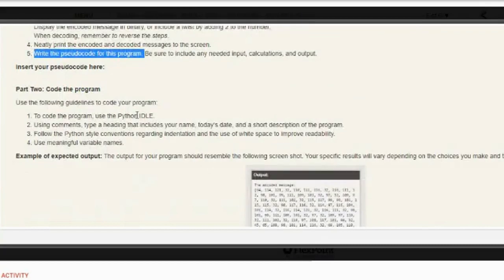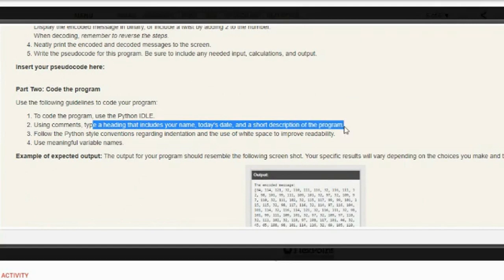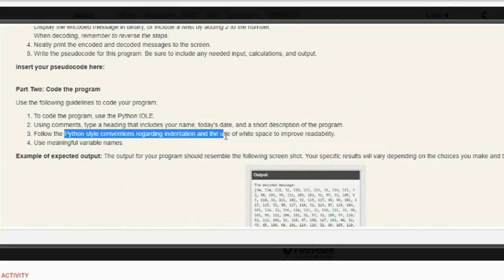Code the program using program idle. Use your comments. Don't forget the heading has your name, date, and short description of the program. I was in several computer program classes when I was in college that you write the program and you just turn in the program, print it out on printer paper from the computer. So if you didn't have your name in the program, professor has no idea whose program that is, and they just trash it, give a 0. But follow the Python style conventions regarding indentation, white space, and use meaningful variable names. So that's just the standard stuff we do all the time.